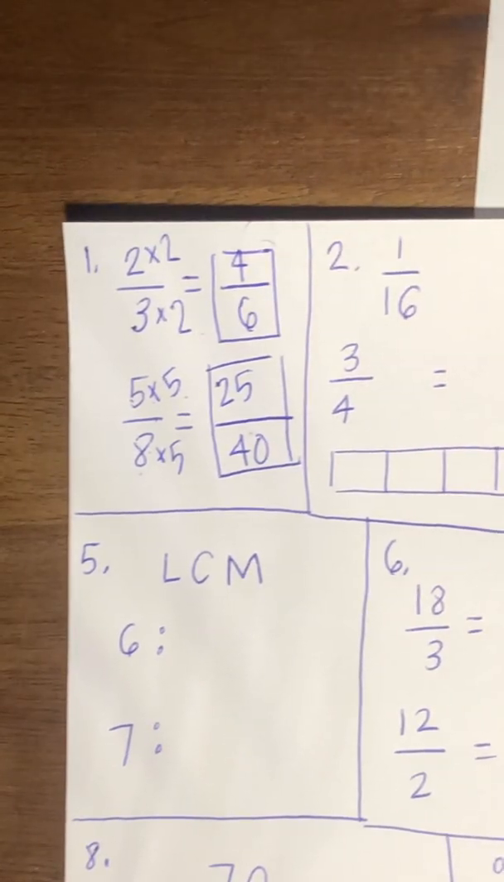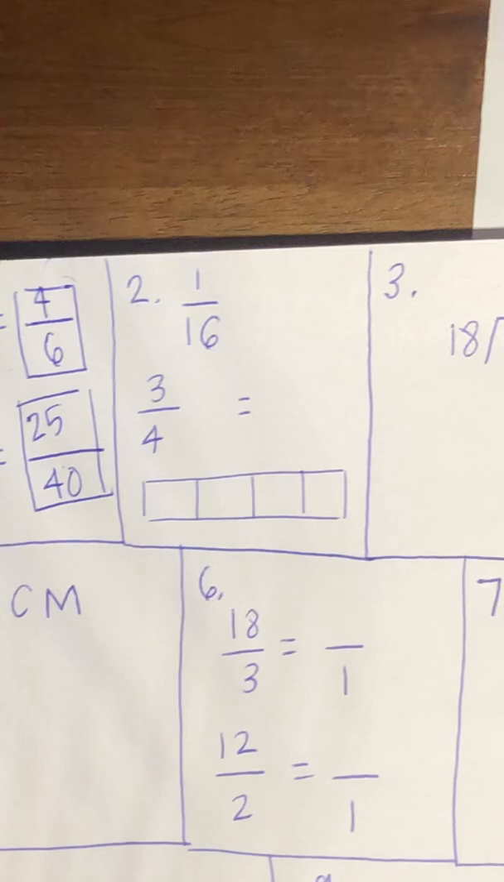So you can have many different answers here as long as you multiplied your numerator and your denominator by the same number. For number 2, it says it takes Joey 1/16 of an hour to write one thank you card. How many cards can he write in 3/4 of an hour?